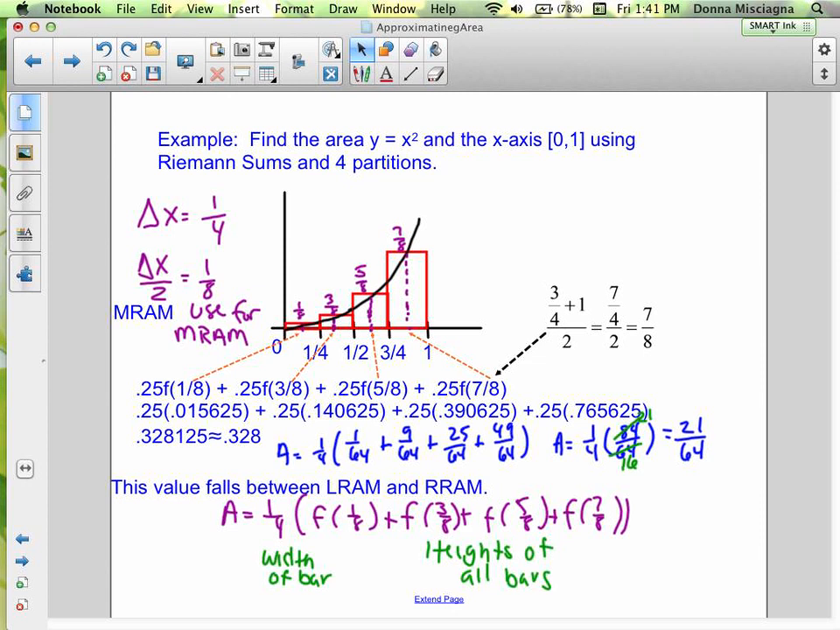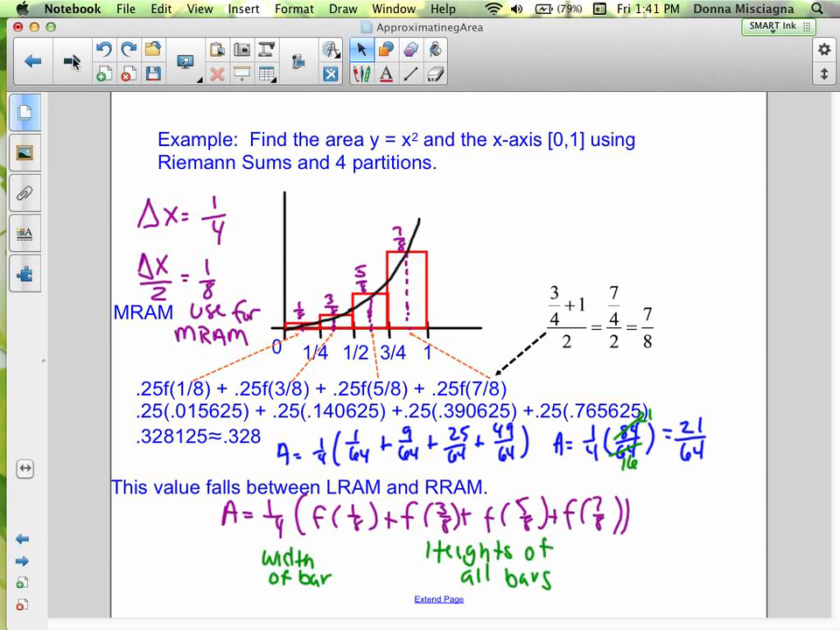1/64, 9/64, 25/64, 49/64, which is 84/64, which we could reduce to 21/16. And when we multiply that times the change in x, we get 21/64. All right, and that's the midpoint Riemann sum. So hopefully that clears up some things on midpoint Riemann sum.